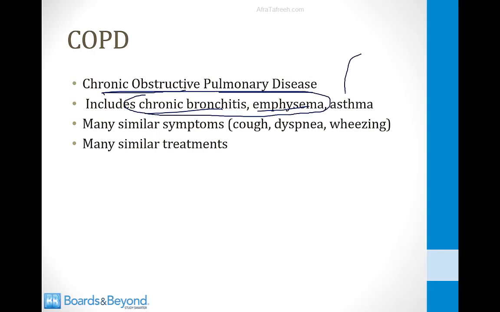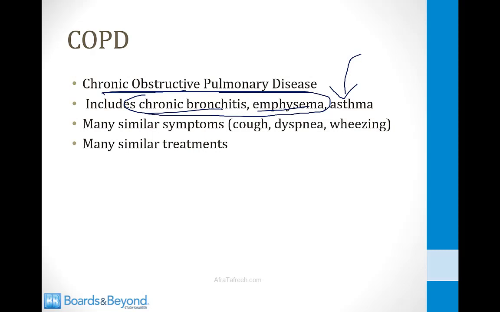Now, in general, asthma is a separate disorder of COPD. There's only one exception. Patients who have very severe asthma that does not reverse between exacerbations are considered to have a version of COPD. Most patients with asthma do not have COPD, but if asthma is left untreated, eventually it becomes a chronic disorder, and then it is called COPD.